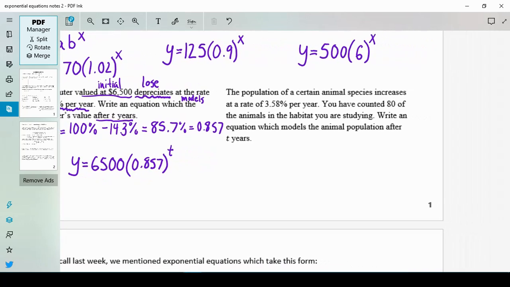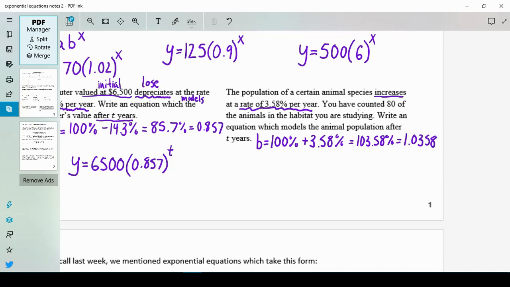So here's what you should have for this one. Population of a certain animal species is increasing. So keyword there is increasing at a rate of 3.58% per year. So for this b value, we're taking our 100%. It's going to be a little bit easier to do mentally. We're adding 3.58%. So when we do that, we get 103.58%. And then to convert that to a decimal, that'd be 1.0358.